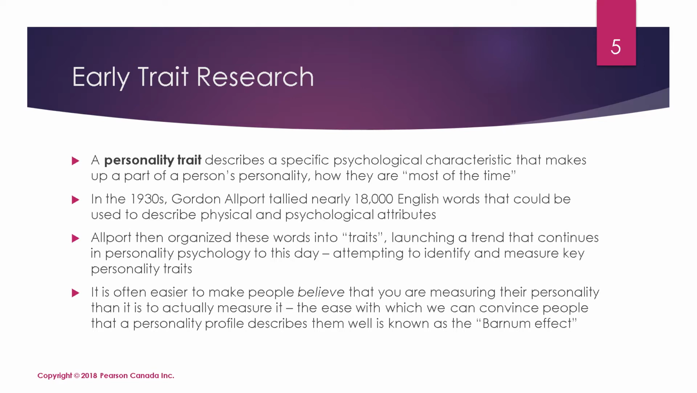So in the 1930s, a psychologist named Gordon Allport tallied nearly 18,000 English words that could be used to describe physical and psychological attributes. So all of these words that you could use to describe somebody and the way that they do things and the way that they think, he basically took all of those words and then organized them into what he called traits. And this launched a trend that continued in personality psychology and continues to this day. Because of his idea that you could take all of these different characteristics and find underlying traits for them, that's a large part of why we now base most of our theories of personality on personality traits.